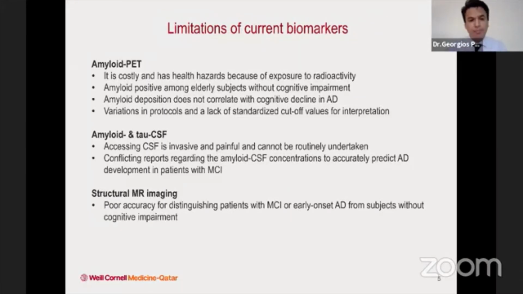impairment. And finally, with structural MRI, although it's very good and it's the oldest biomarker which has been used for dementia research, it has very poor diagnostic accuracy to distinguish those who have mild cognitive impairment from healthy controls, or those who have early Alzheimer's disease from healthy controls.